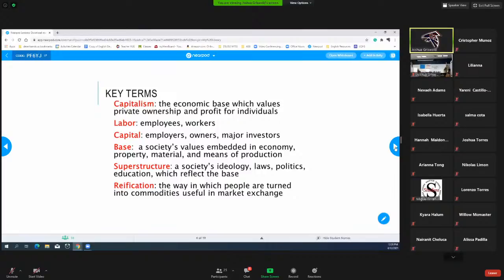The big term on this one, because most of these you can probably remember pretty easily, is reification. And that's basically looking at people as a commodity. Your worth is in what you can do for our company. That's kind of the idea.